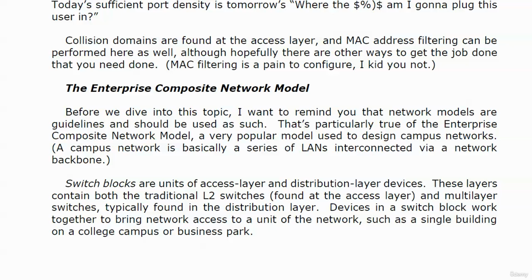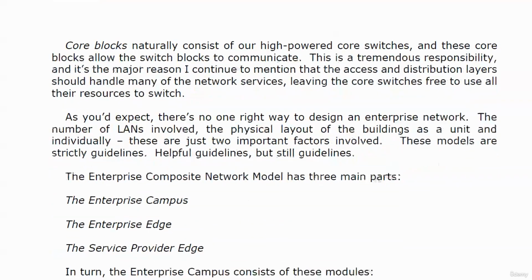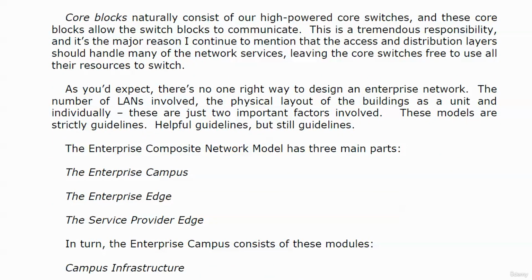It's a very popular model to design campus networks, which is basically a series of LANs interconnected via a network backbone. Now, switch blocks are units of access layer and distribution layer devices. These layers contain both the traditional L2 switches, which are usually going to be at your access layer, and the multi-layer switches, which are typically found in the distribution layer. Devices in a switch block work together to bring network access to a unit of the network, such as a single building on a college campus or a business park. And we are going to have some illustrations here soon, so hang in there.